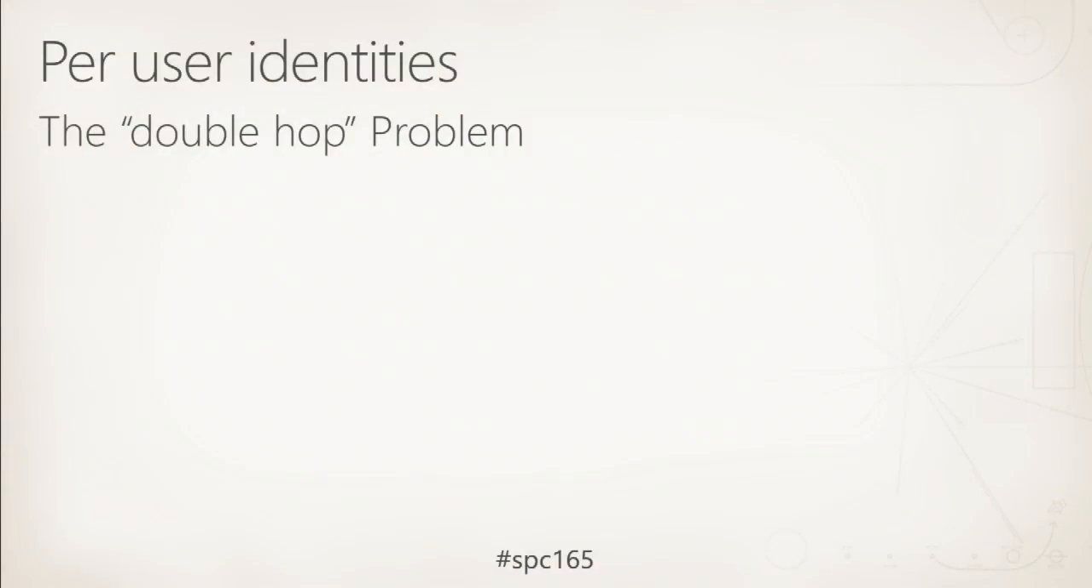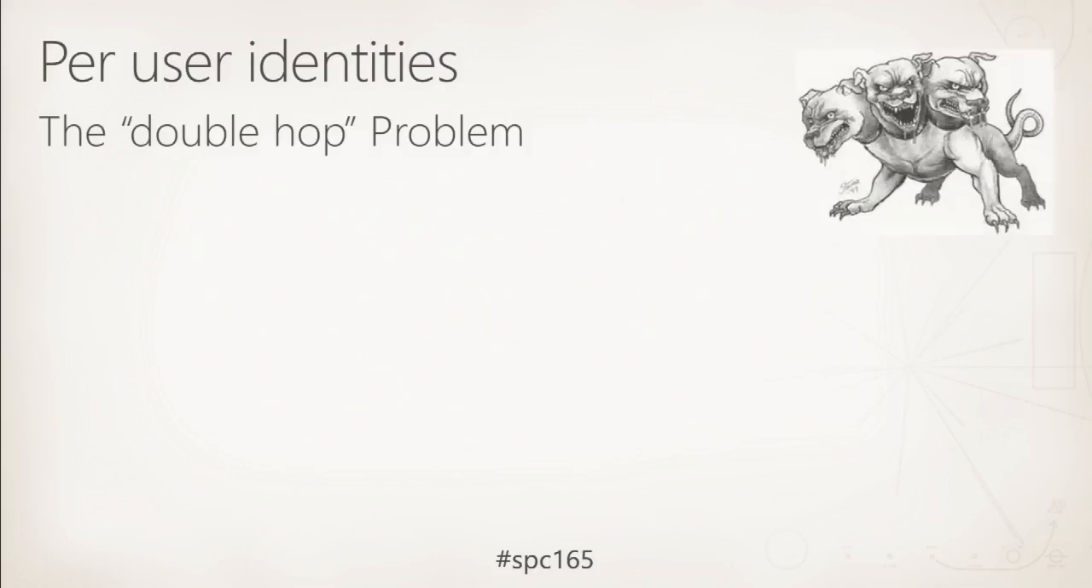I want to start out with talking about per-user identities, because that's kind of like the third thing that's major here. When I talk about per-user identities, I talk about when you want to connect to the back-end data as yourself, right? Who's heard of the double hop problem? Okay, I don't have to explain it. Thank you. In that case, who can tell me what that is?